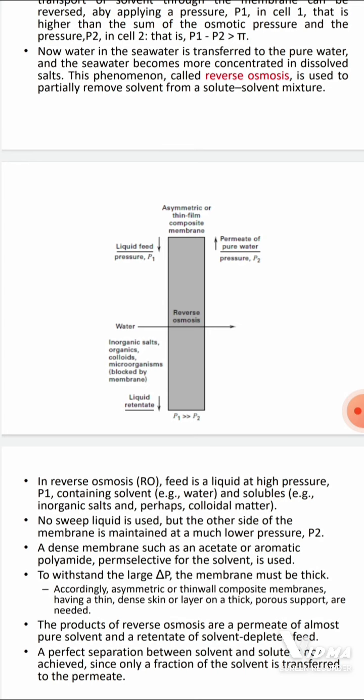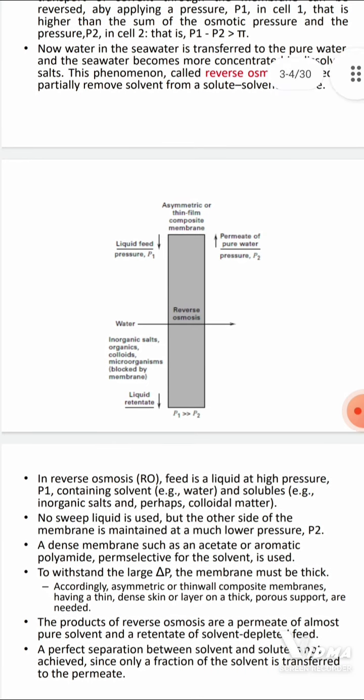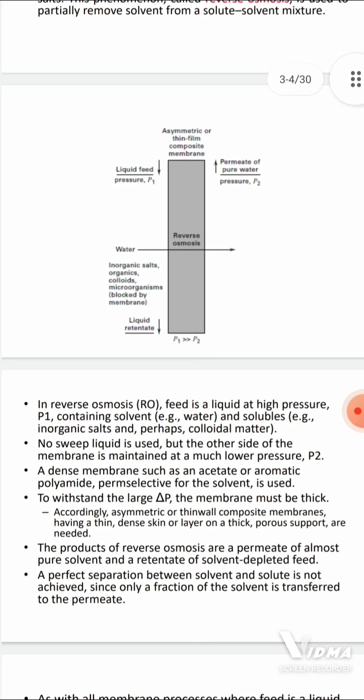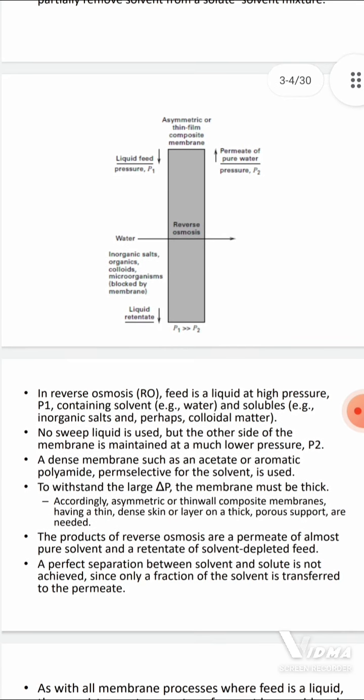So water or the solvent from the liquid feed side moves towards the permeate side through the membrane, and we are maintaining a pressure which is greater than the osmotic pressure. The feed side pressure is maintained at a higher level, and the phenomenon is termed reverse osmosis. It has its major application in desalination of water.